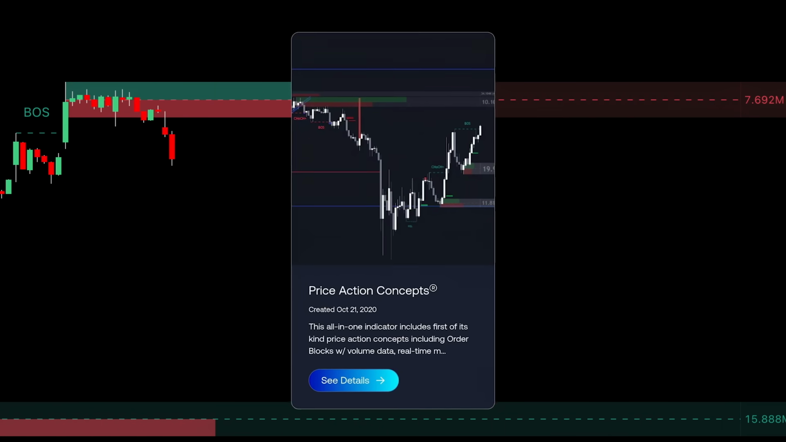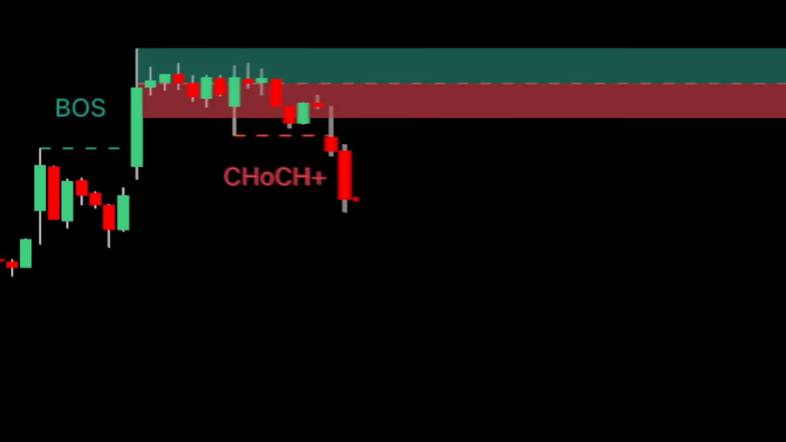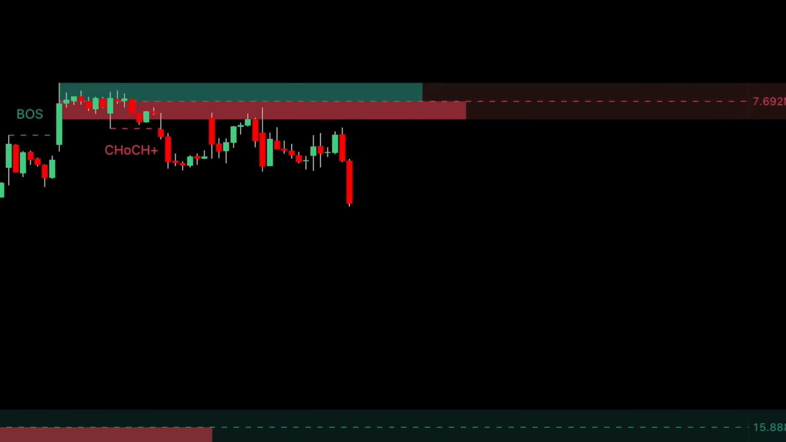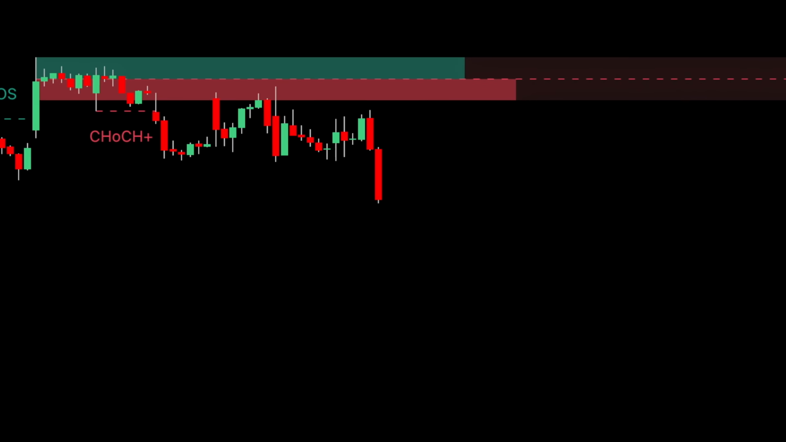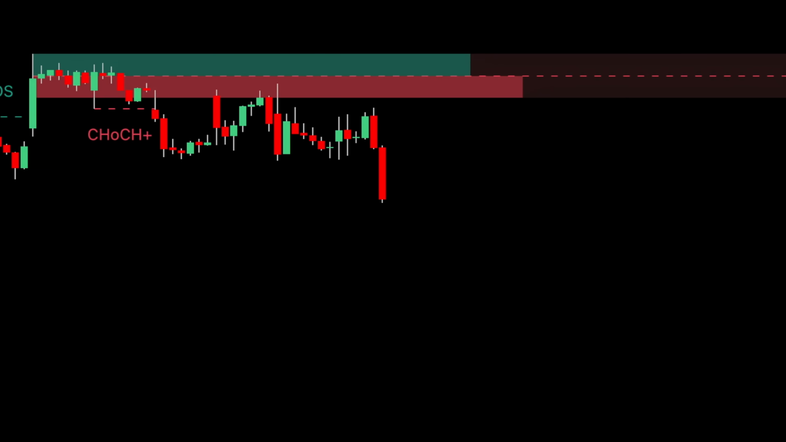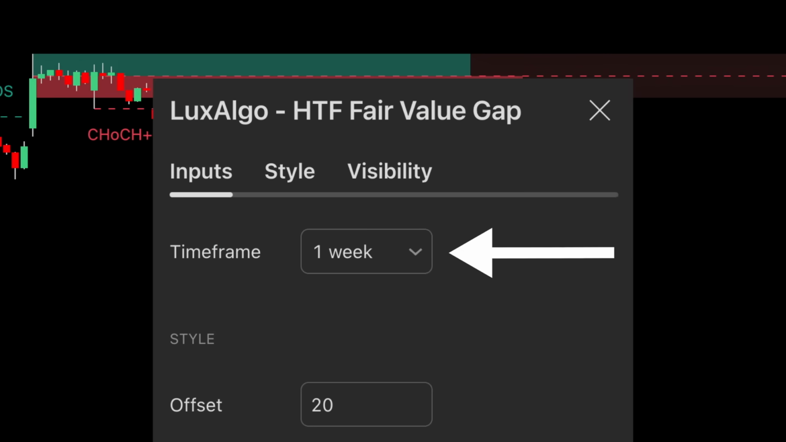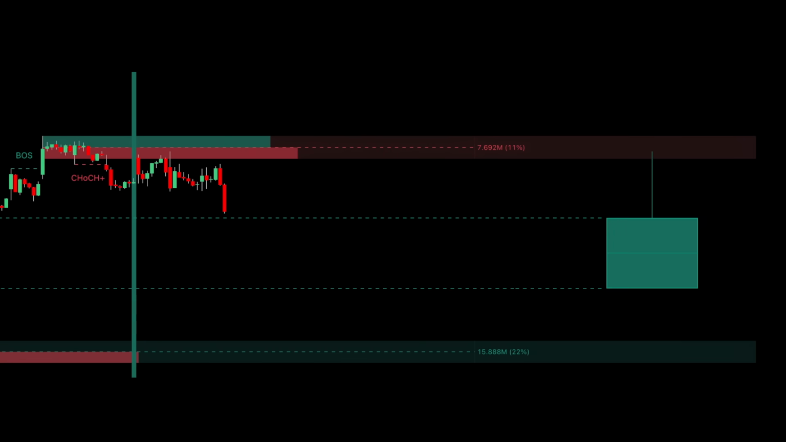Typically, when a move like this stretches too far, a pullback is likely, and that's exactly what begins to unfold. Using our price action concepts algo, we detect a bearish change of character, signaling the first signs of a potential reversal. As expected, price begins to pull back from the highs. Now, from experience, we know that fair value gaps often act like magnets, drawing price in before a reversal. So at this point, we activate our higher time frame fair value gap indicator and set it to the weekly time frame, anticipating a larger retracement. Sure enough, we spot a fair value gap sitting below the current price, suggesting a potential downside target.